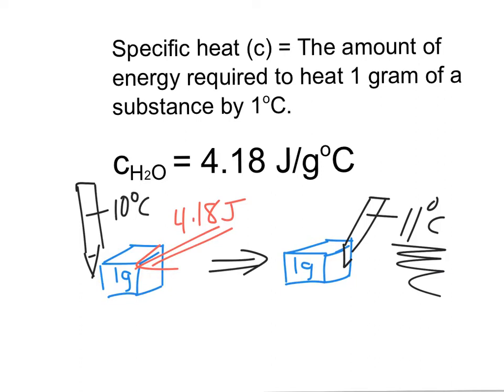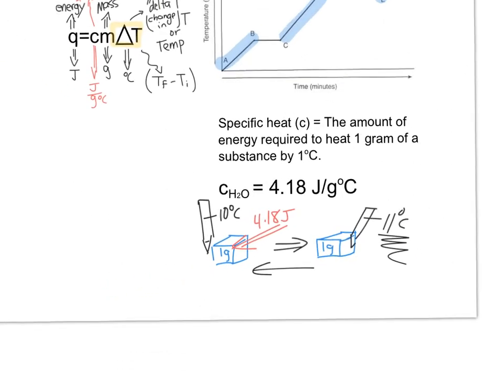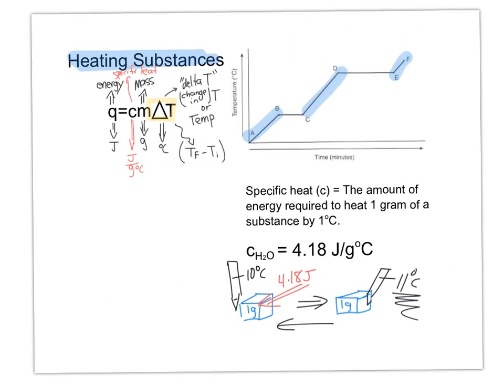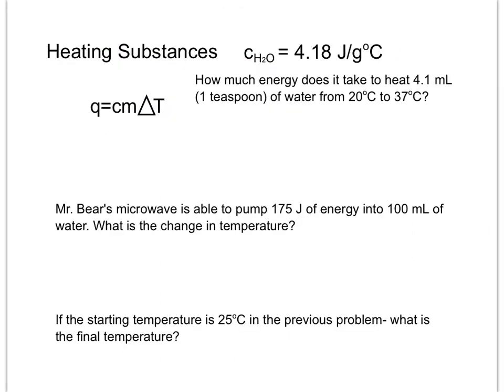Likewise, if we wanted to cool it back down, going the opposite direction, we would have to remove 4.18 joules. So it does work in both directions, heating and cooling. You do need to have a conceptual understanding of what this ends up being. If anybody needs another second, this would be a great time to pause. We're going to do some practice problems now.